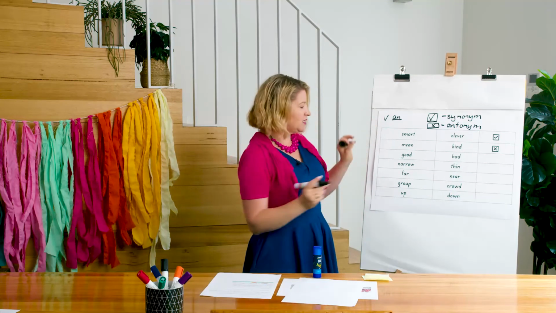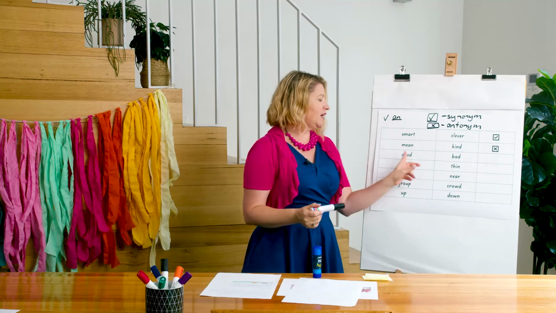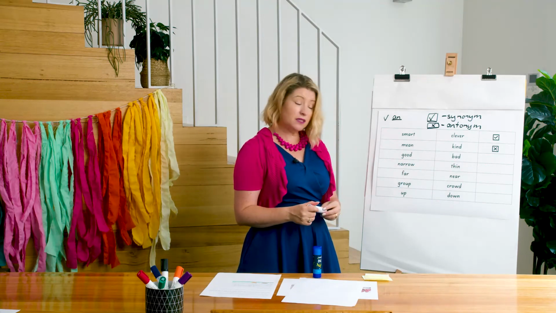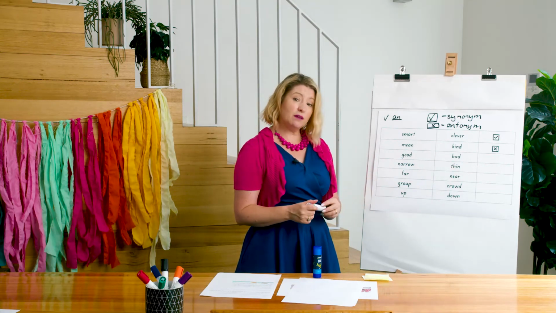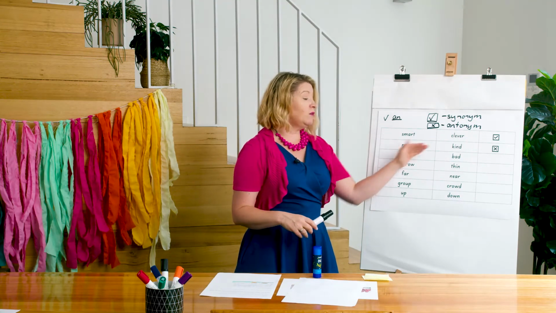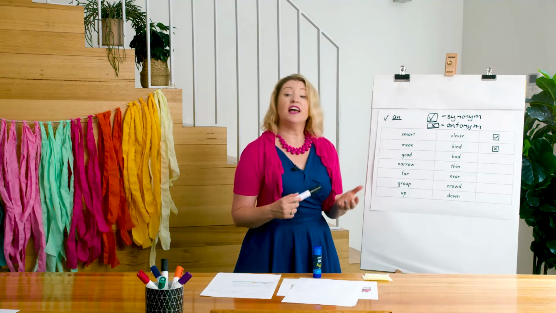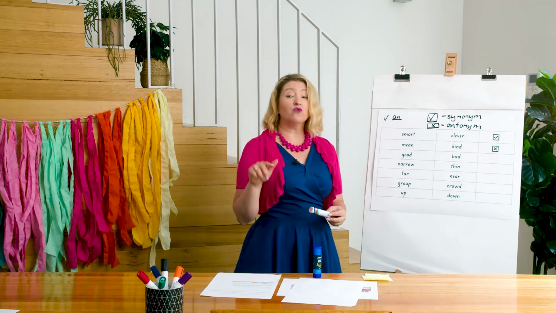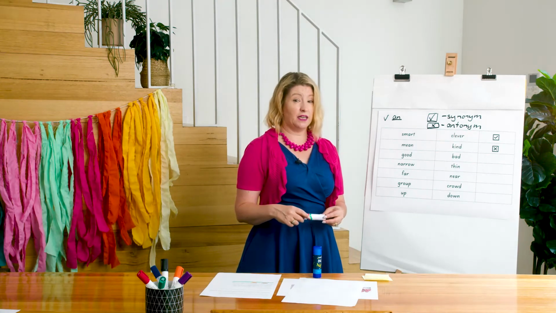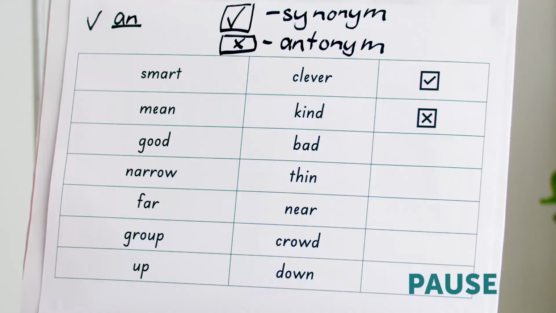Okay, so have a look at these word pairs. I want you to write them down and put a tick next to them if they are synonyms and a cross next to them if they're antonyms. So you're going to need to pause your video, write the word pairs down, and then put a tick if they are similar and a cross if they are opposites or antonyms. Okay, see how you go and come back and check in when you've had a go.